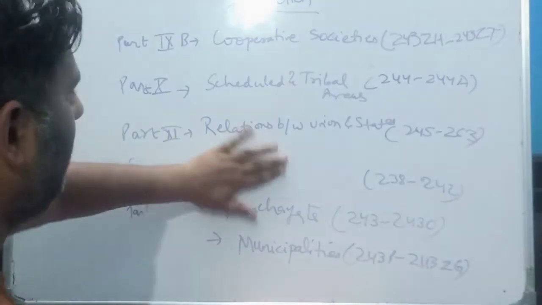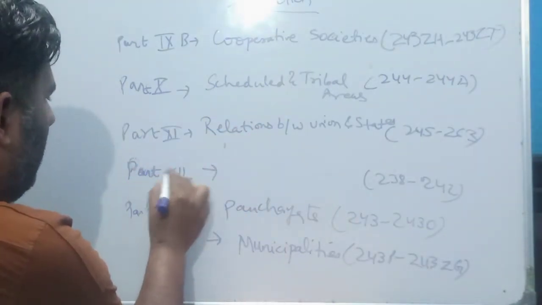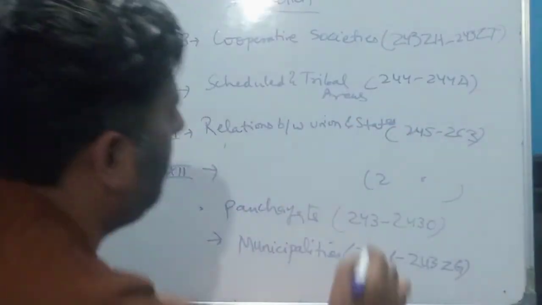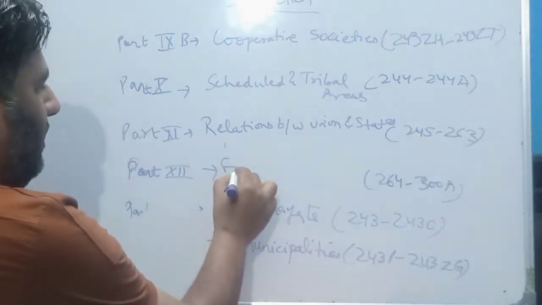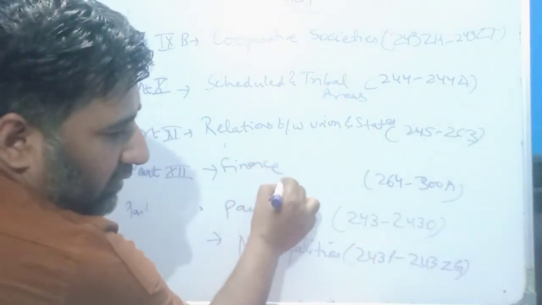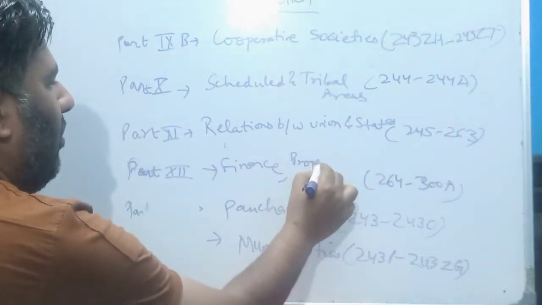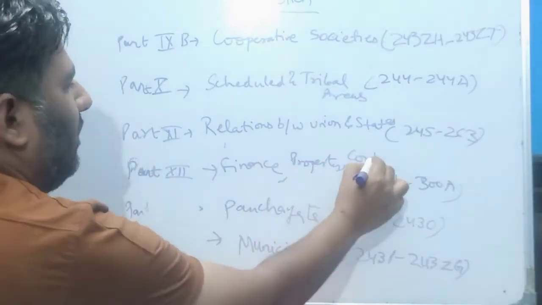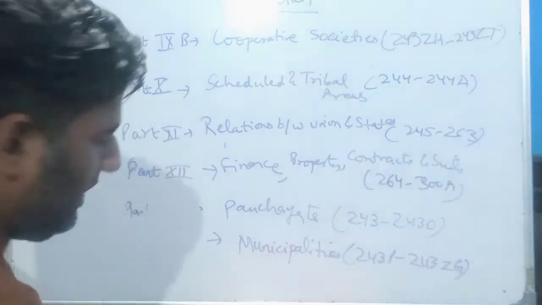Then part 12th, 264 to 300A, which is finance, property, contracts, and suits.